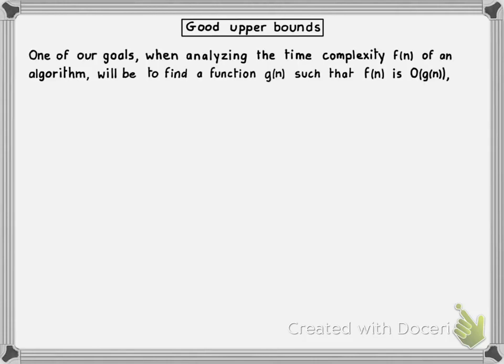Well, it's time to remember that we're going to use the concept of a big O relationship to study the runtime, or the time complexity, of an algorithm. So in particular, one of our goals will be, given a runtime function f of n, to find an upper bound for f of n. In other words, a function g of n such that f of n is big O of g of n. We want to make sure the runtime of the algorithm does not grow any faster than a particular function. And our goal will be to find such a function.